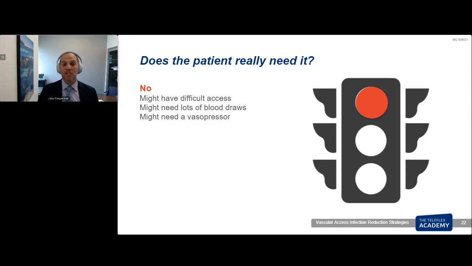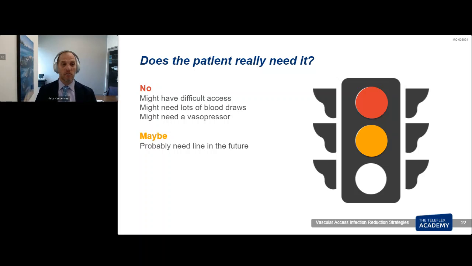Here are some times when you should see a big red stoplight. They might have difficult access. That is not an indication for a central line. They might need lots of blood draws. Also not an indication for a central line. Or they might need a vasopressor. Well, they might. They might also not need any of those things. So don't place a central line until somebody really needs it.